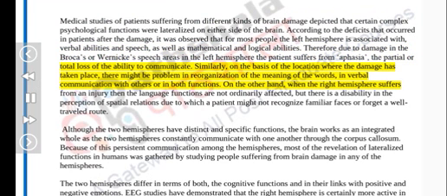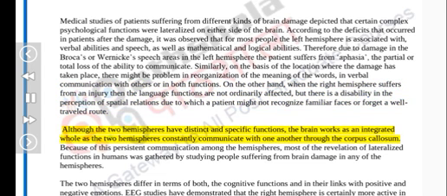Similarly, on the basis of the location where the damage has taken place, there might be a problem in recognition of the meaning of the words, in verbal communication with others, or in both functions. On the other hand, when the right hemisphere suffers from an injury, then the language functions are not ordinarily affected, but there is a disability in the perception of spatial relations, due to which a patient might not recognize familiar faces or forget a well-traveled route.